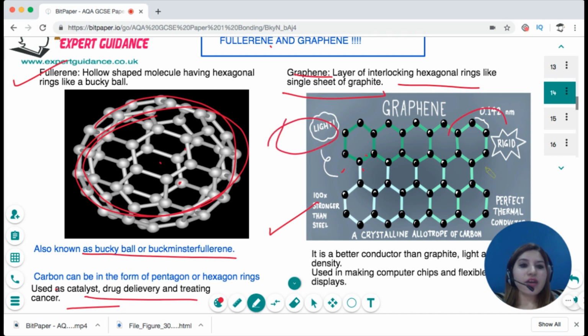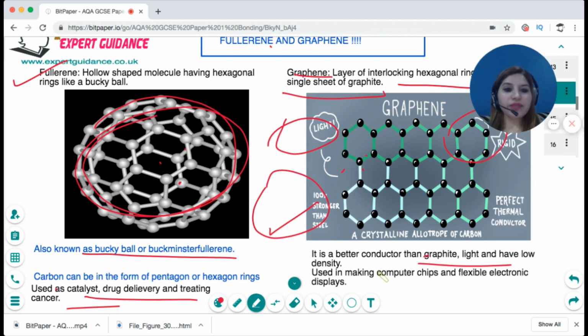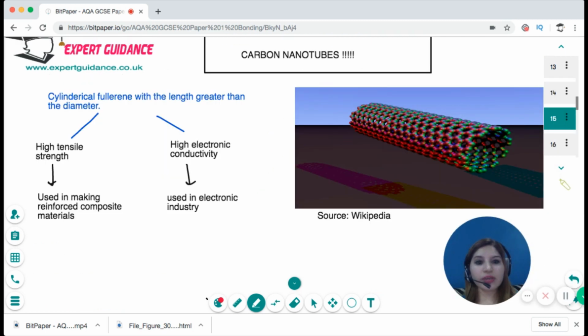It is light, rigid, 100 times stronger than steel, and a perfect thermal conductor. It is a better conductor than graphite, light and has low density. Therefore, it is used in making computer chips and flexible electronic displays.